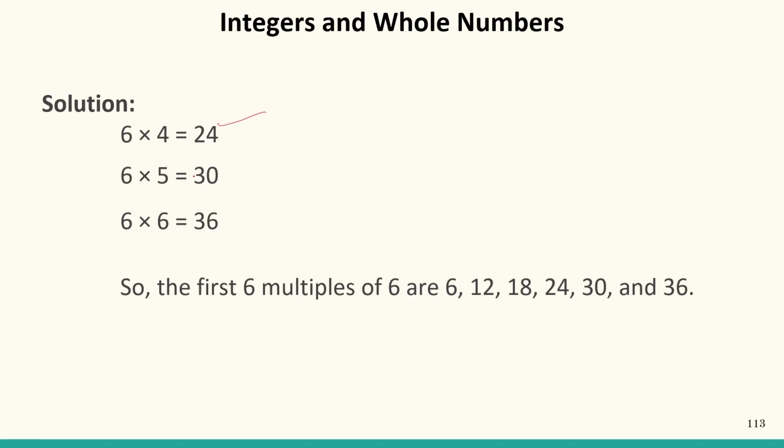So 6 into 5 is equal to 30. That is 6 plus 6 plus 6 plus 6 plus 6 is equal to 30. So this way, by adding 6 times, we are left with 36. So the first 6 multiples of 6 are 6, 12, 18, 24, 30, 36.